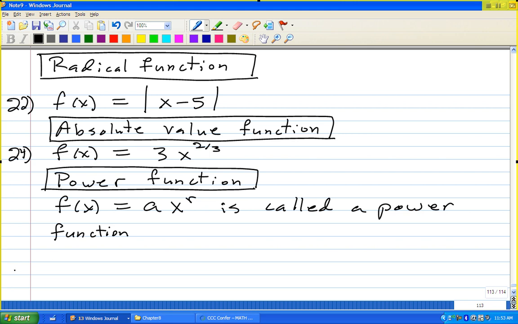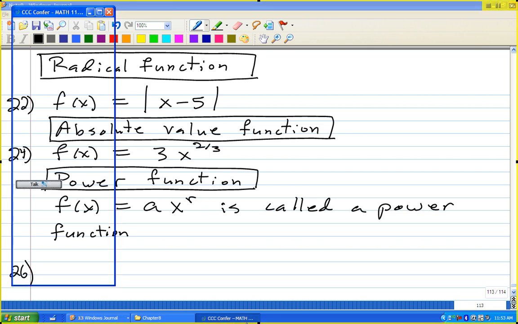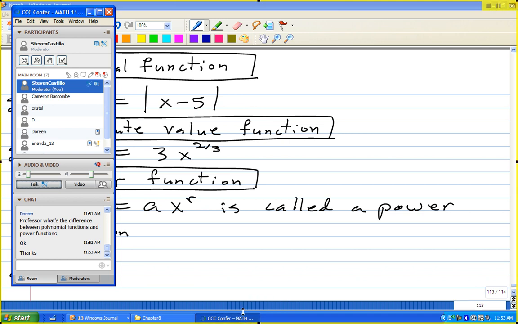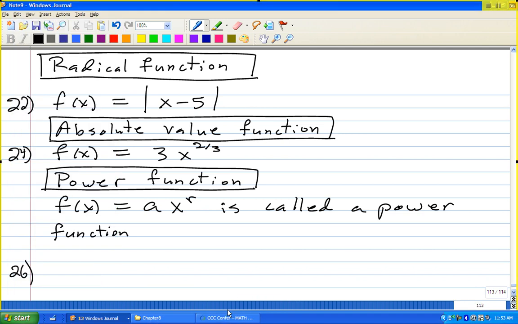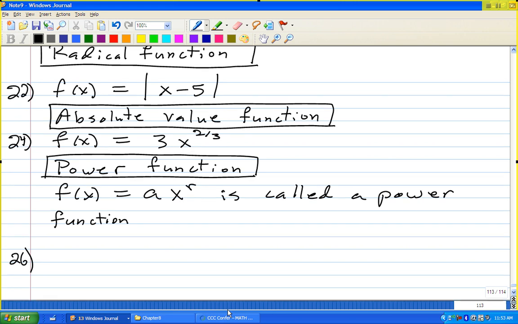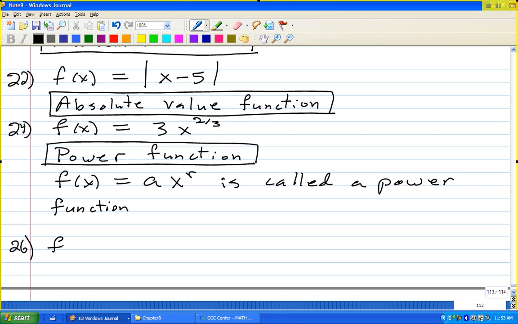26. Okay, no problem. 26. F of x equals x cubed plus 2 if x is greater than or equal to 3, 3 minus x if x is less than 3.